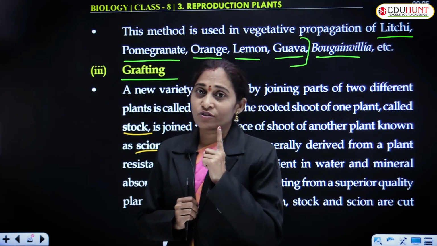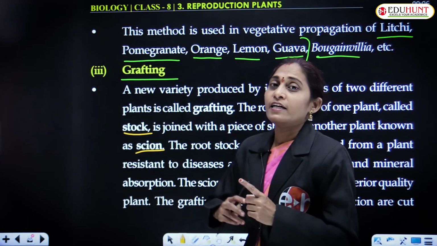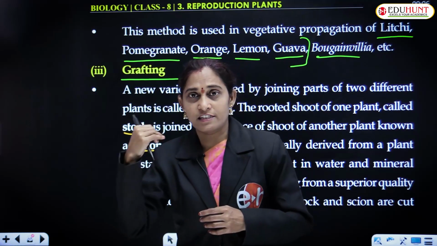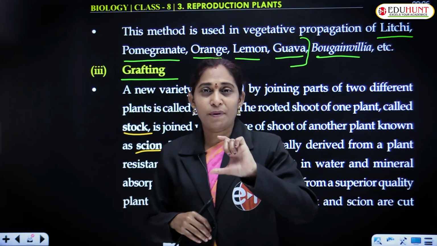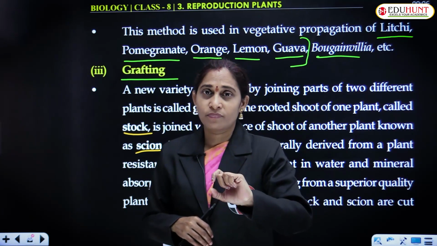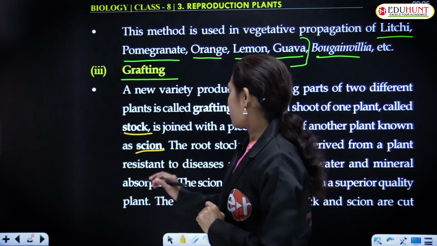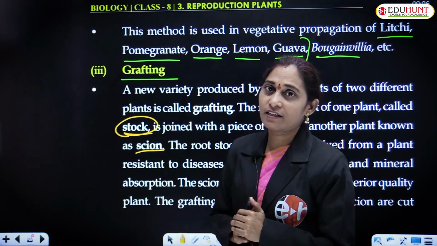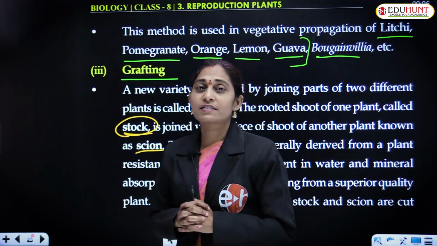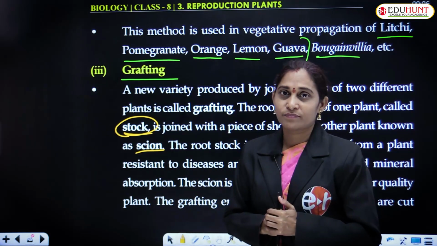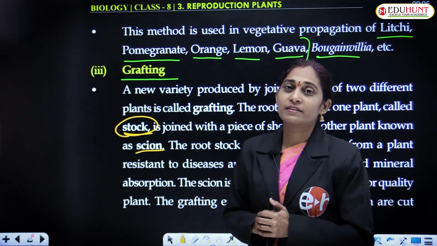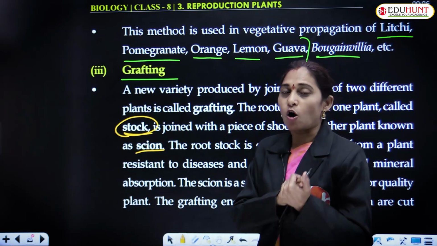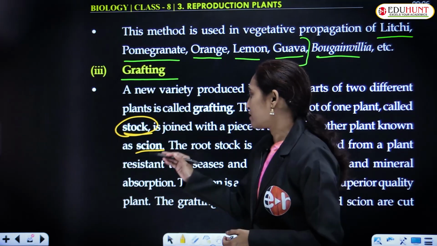One is not a cutting actually; the apical portion, the upper portion is cut and separated. The basal part which has roots is known as the stock. It is one part of the grafting technique. And the second part is obtained from another plant. The stem cutting of another plant is taken and inserted into the stock. This is known as scion.